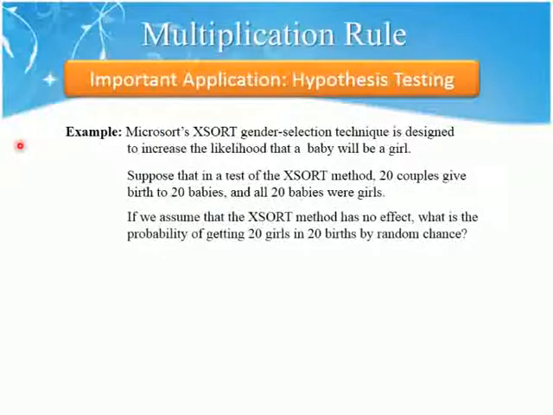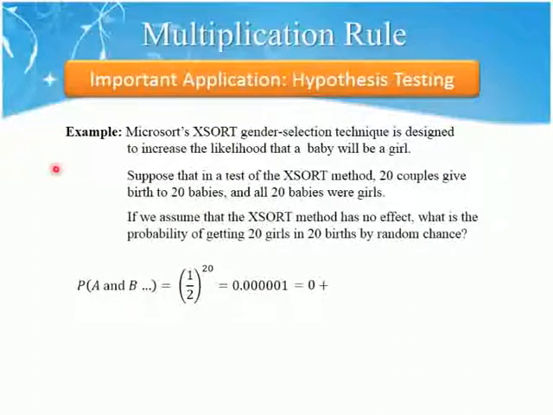Well, of course, we already know how to figure this out. This would be 1/2 to the 20th power, which is 0.00001 probability. That is so small that we actually use the notation 0+ to say that there's essentially a 0% probability that we'd have 20 girls in 20 births. The plus is to indicate that there's still a small chance that it could happen. But otherwise, we take it to be 0. Almost impossible.